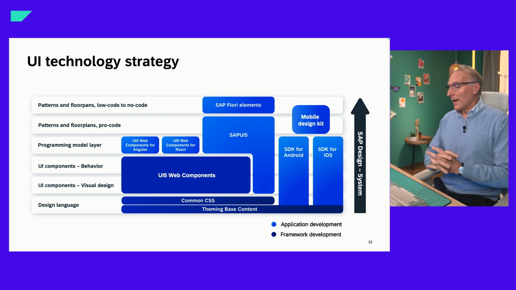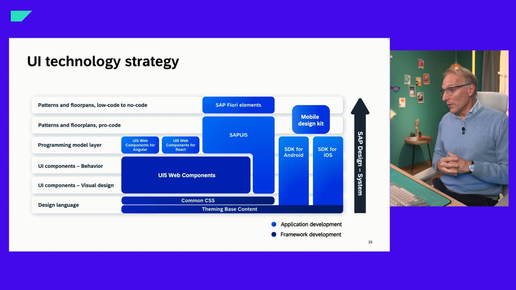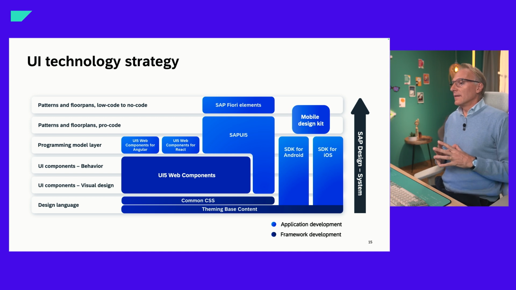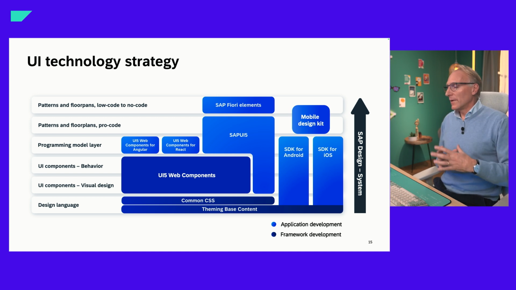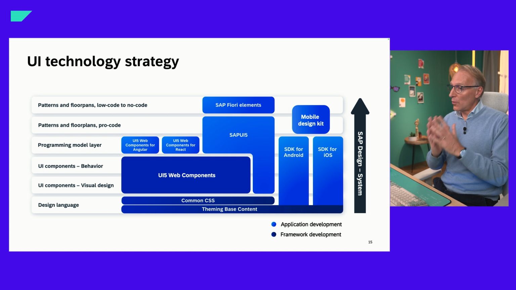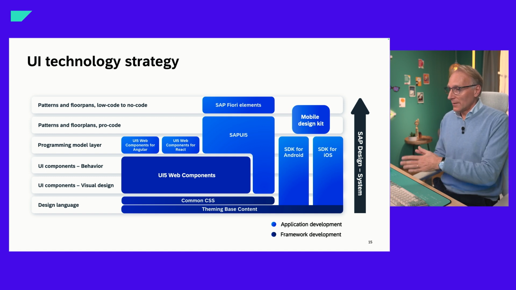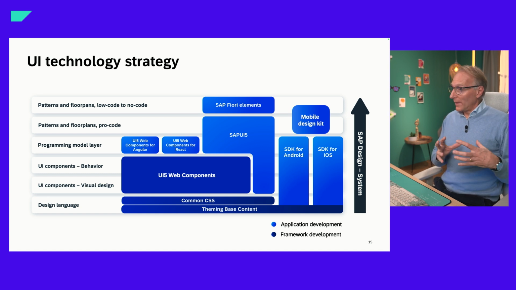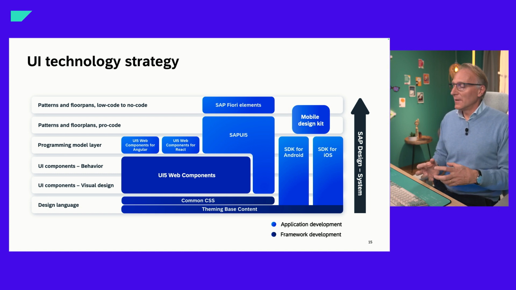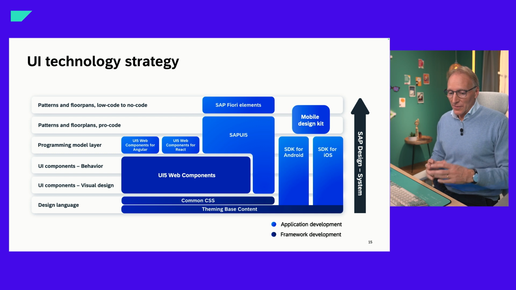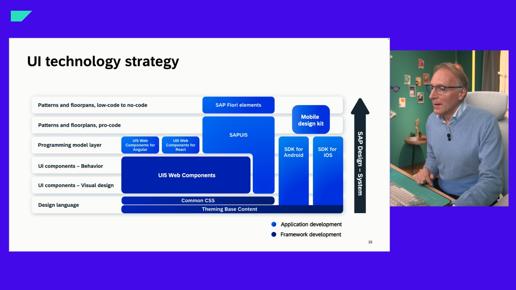So for mobile we also provide powerful SDKs for Android and for iOS with 60-70 components already out of the box. And if you want a more pattern-based approach, you can use the mobile design kit to code once and deploy twice, so to create an Android and an iOS native app. Obviously you have more flexibility if you use the SDKs natively. So it's your decision, it's your choice. Let's have a look at Web Components, at UI5 and Fiori Elements in a little bit more detail.